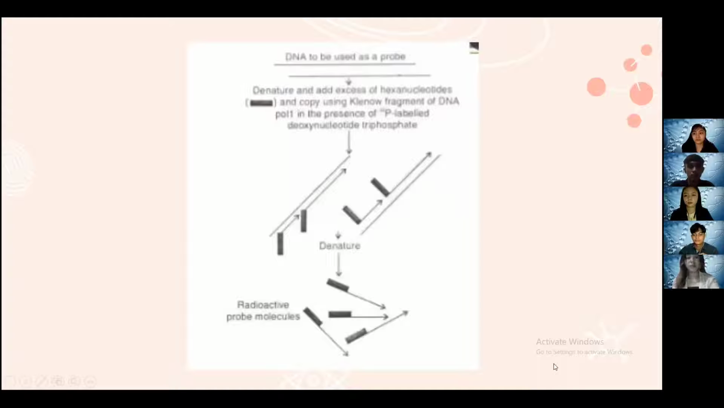Probing or probe labeling. It is adding radioactive or colored probes to the nylon sheet, which are complementary to target sequences. Each probe only sticks to one or two specific places on the sheet. Next is hybridization.